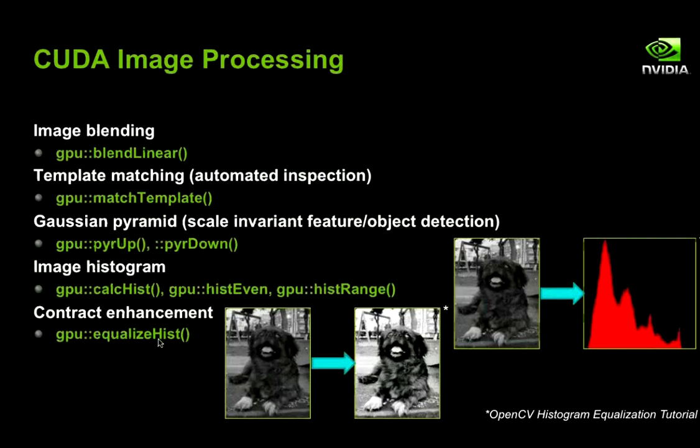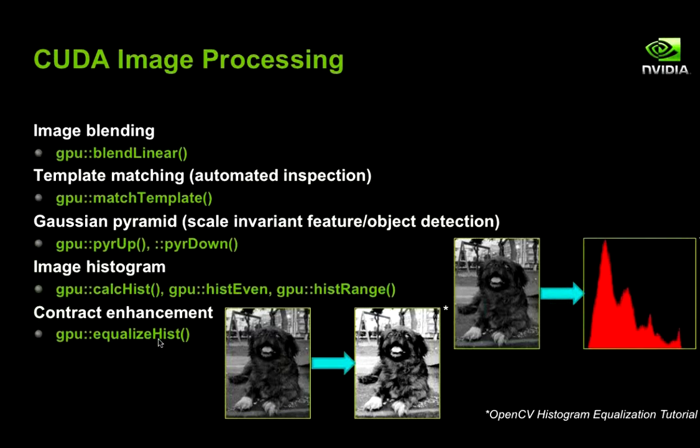Some of the other image processing functions available are for image blending, blending of two images. You can also do template matching, which is if you have a template of an object that you're searching for in an image, then using various numerical metrics, it could be cross-correlation or other metrics, you can try to find that template in your image. This is often used, for example, in industrial automated inspection. You can also compute Gaussian pyramids, and they're often used in scale invariant feature and object detection.